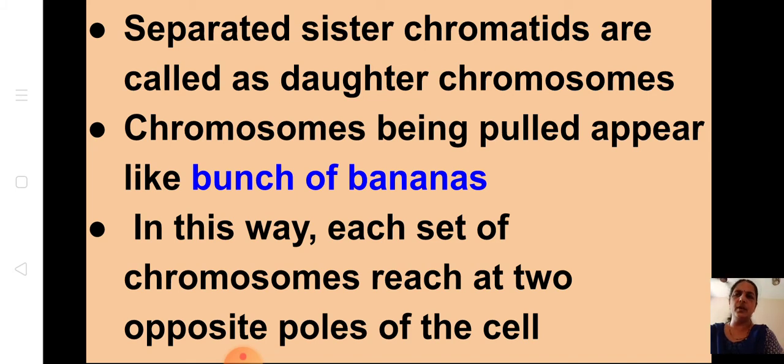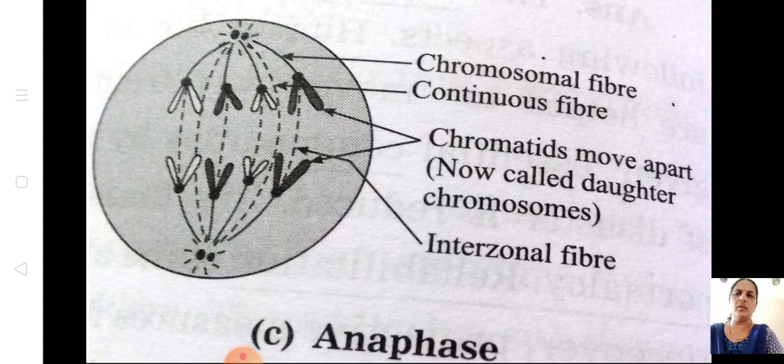Chromosomes being pulled appear like a bunch of bananas. You can see this is the characteristic of anaphase. You can see where the chromosomes appear like a bunch of bananas. You have to write that for anaphase. In this way, each set of chromosomes reaches the two opposite poles of the cell. You can see in the diagram how the spindle fibers are pulling on both sides and the chromosomes are divided into two parts, one half goes up and one half comes down.